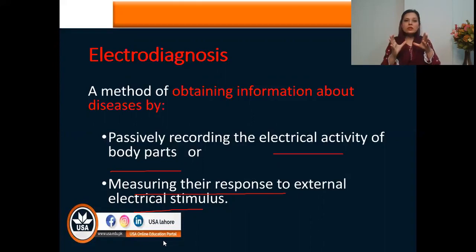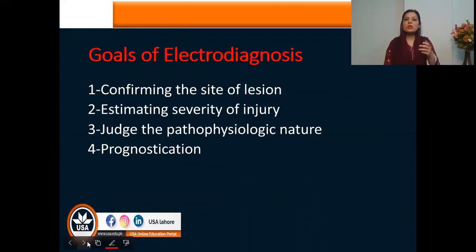So it includes how we can use electrical currents to measure certain responses, or by giving an external stimulus. Moving on to the goals of electrodiagnosis: why do we need to do electrodiagnosis, and how is it going to benefit us? Our goal is to confirm the site of the lesion. We want to know at which level the lesion lies.